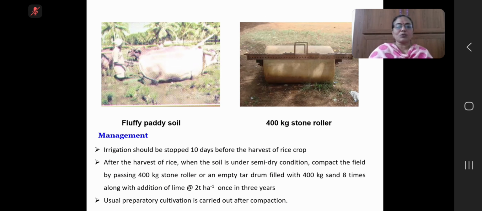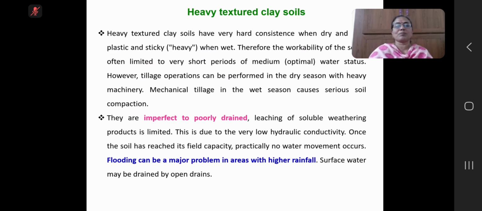So, to overcome the problems in fluffy paddy soil, we can follow some of the management measures such as we have to stop the irrigation 10 days before harvest of rice crop so that the harvesting will be manageable. And also after the harvest of the crop, we can compact the field using stone roller, and also addition of lime at the rate of 2 tons per hectare helps to improve this kind of soils.